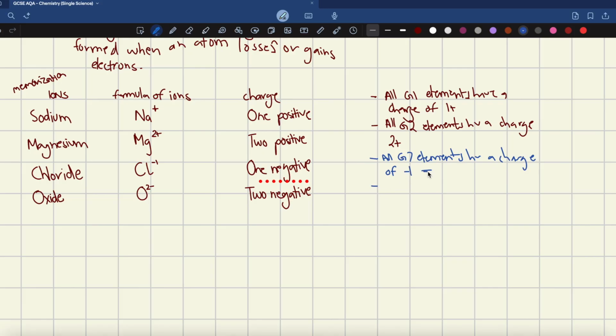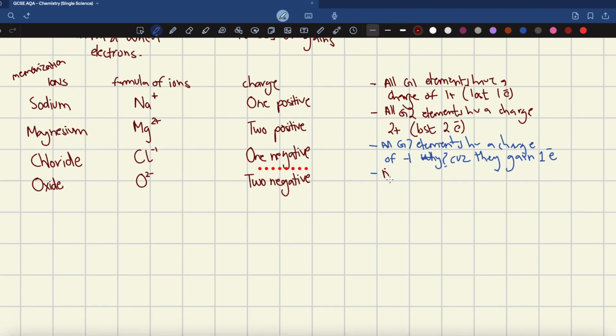Negative. Why? Because they gain electrons. Because they gain 1 electron. If it's a charge of 1 minus, 1 electron was gained. If it's a charge of 2 minus, then 2 electrons were gained. If it's a charge of 1 positive, it means that it lost 1 electron. And if it has a charge of 2 plus, that means that it lost 2 electrons.